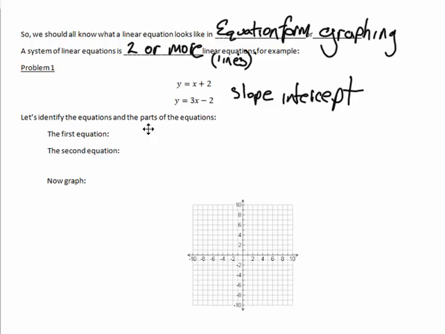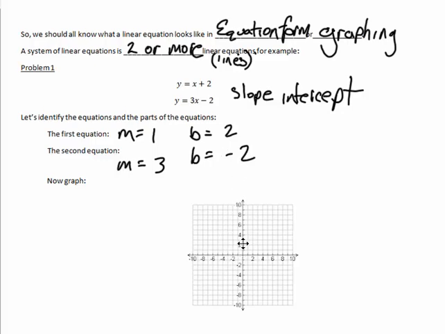So let's identify the parts. Okay, let's go right through this. The first equation, what is the slope and what is the y-intercept? Second equation, what is the slope and what is the y-intercept? On this first one, the slope is 1, the y-intercept is 2. On the second one, the slope is 3, the y-intercept is negative 2.